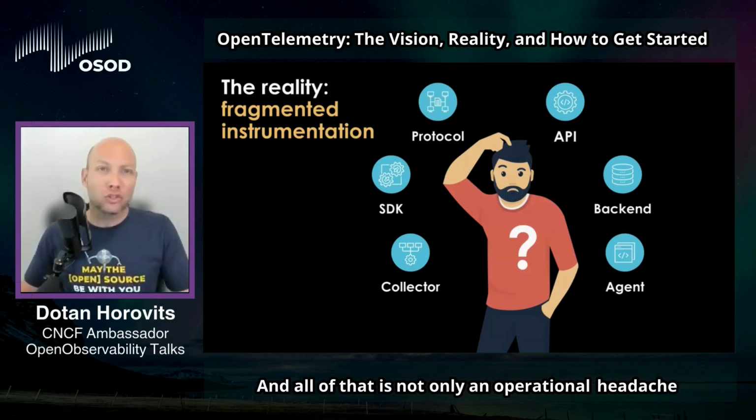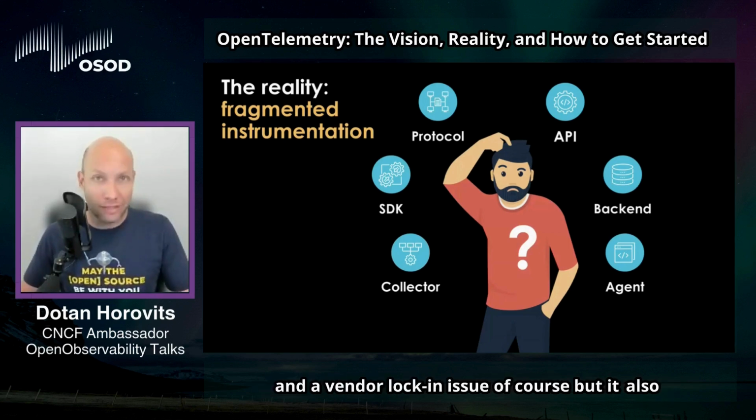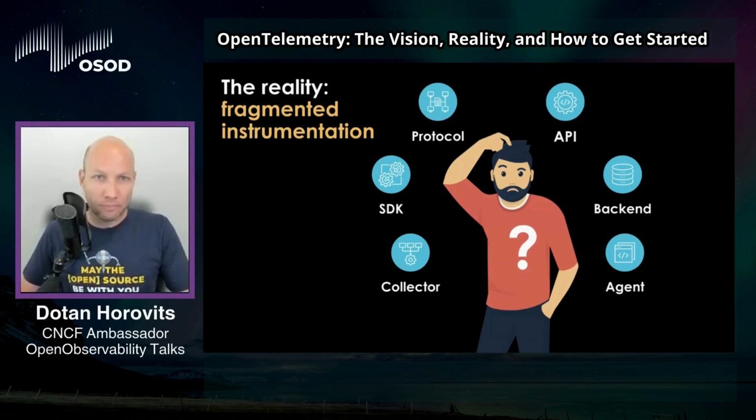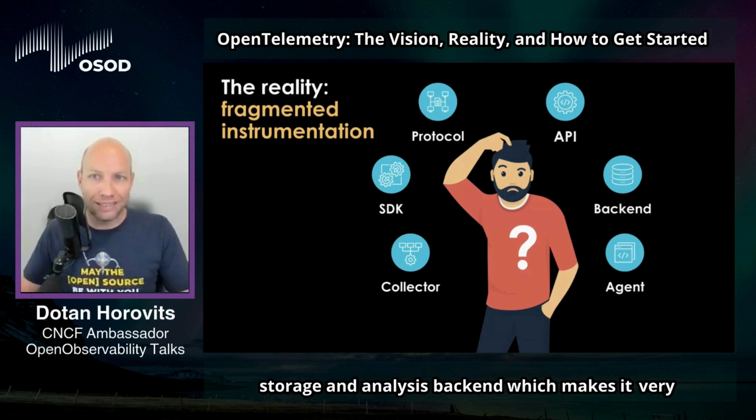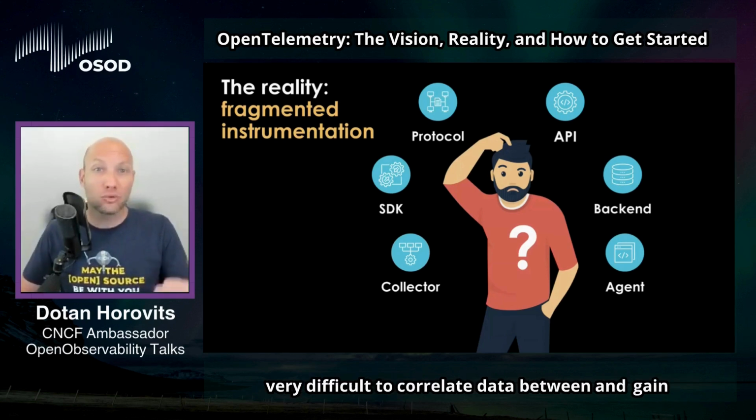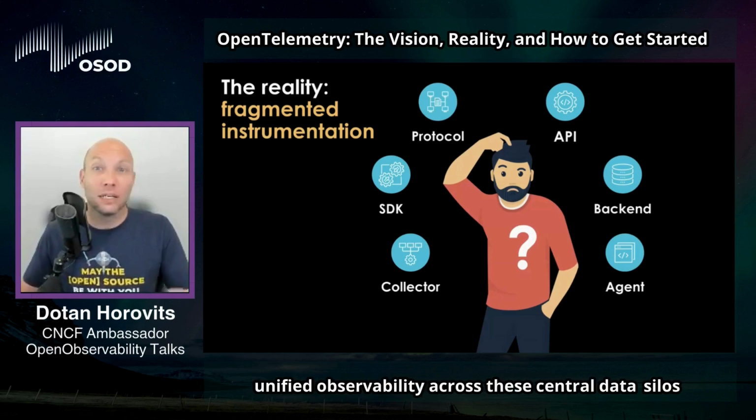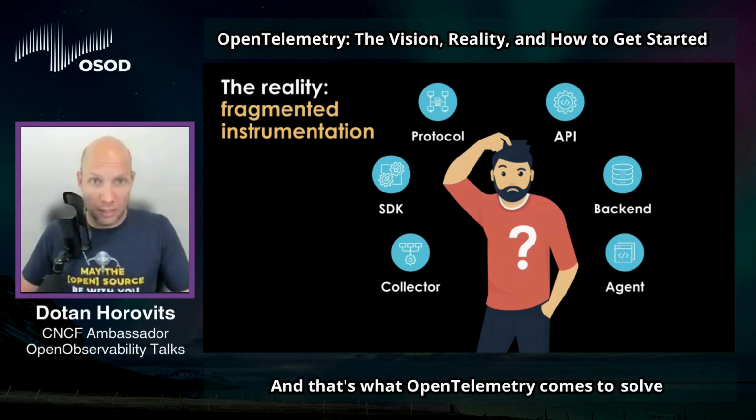And all of that is not only an operational headache and a vendor lock-in issue, of course, but it also creates tight coupling between the telemetry collection and the telemetry storage and analysis backend, which makes it very, very difficult to correlate data between and gain unified observability across these essentially data silos. And that's what OpenTelemetry comes to solve.